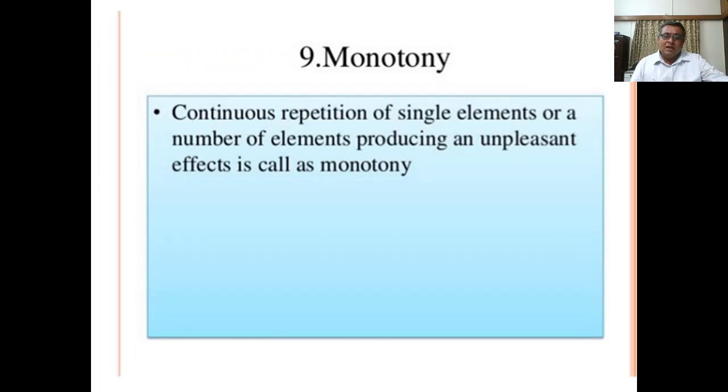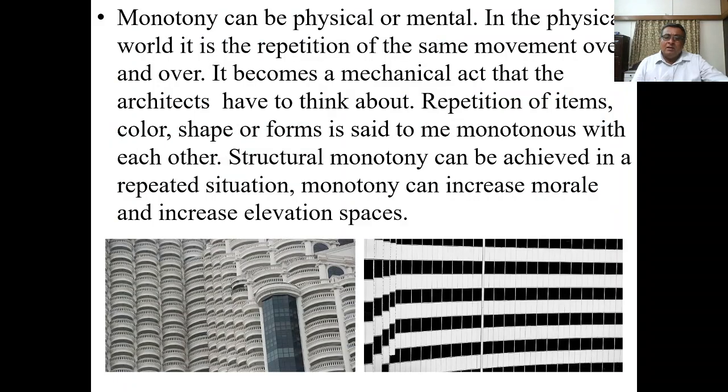Then monotony, ninth composition, monotony. Monotony means a continuous repetition of a single element or a number of elements producing an unpleasant effect is called monotony. Here we can see in this structure, this pattern is repeated, causing a monotony. In this structure also, this pattern of the balcony is repeated, and that gives an unpleasant appearance to the structure. The monotony can be physical or mental.